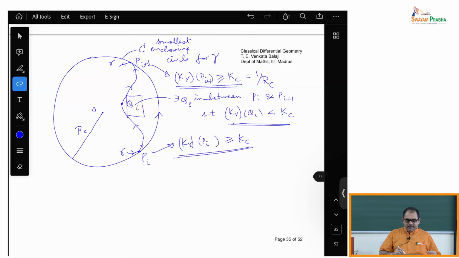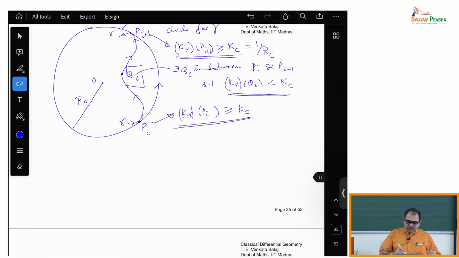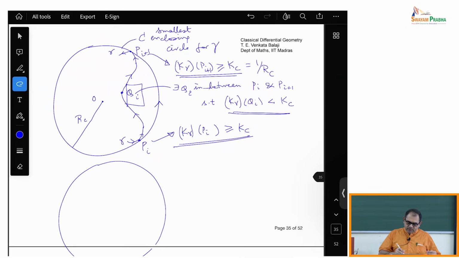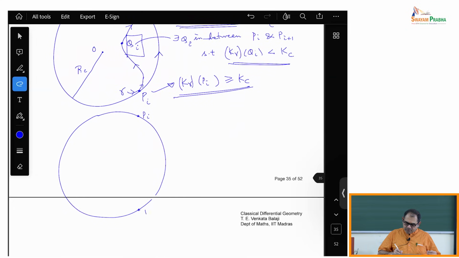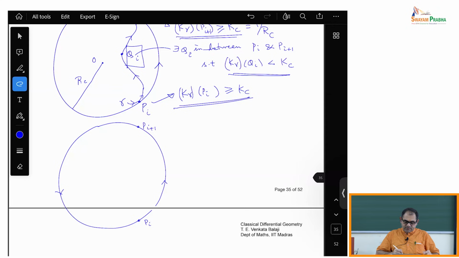Okay, and the way to arrive at this point is, it's a geometric argument. So the argument is that you again take the circle, and then let me draw this Pi. So Pi here and Pi plus 1 here. The first thing that we must notice is that both Pi and Pi plus 1 will lie to one side of a diameter. See, you take a closed semicircle from Pi onwards along the direction of traversal of the curve.